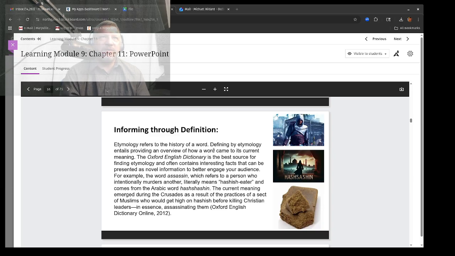Etymology refers to the history of a word. That means, where does it come from? What does it mean? Because part of its meaning is derived from where it comes from. The word assassin literally translates into hashish eater, and it's an Arabic word, hashishashin.